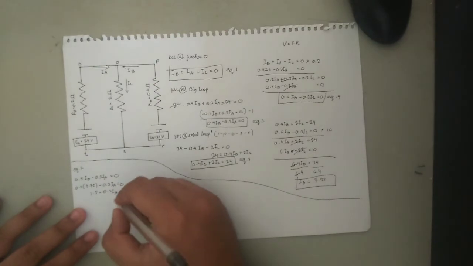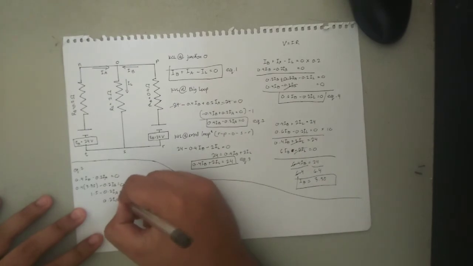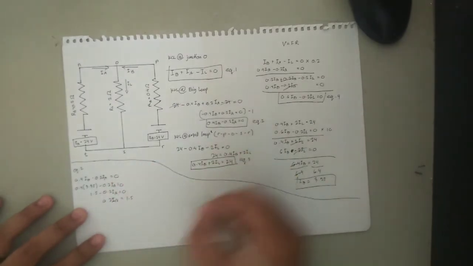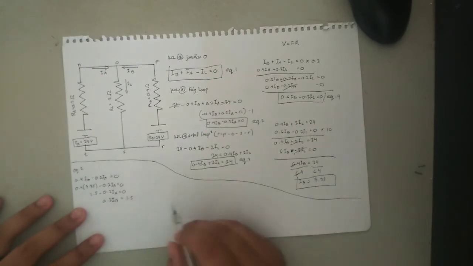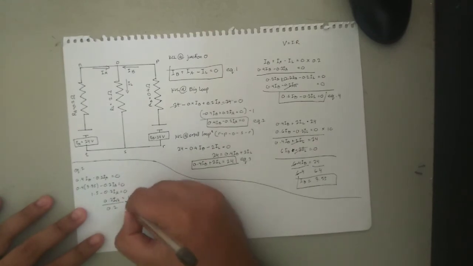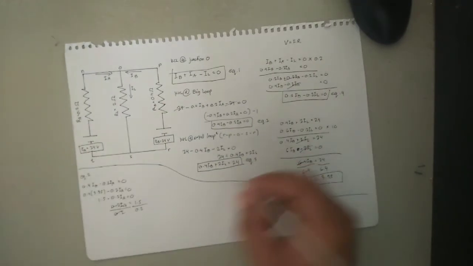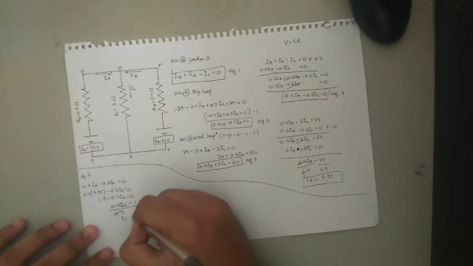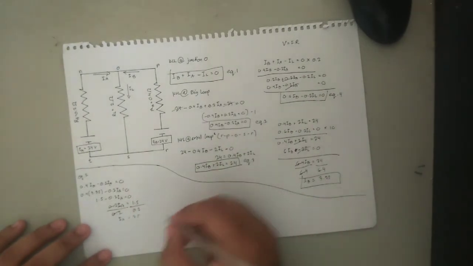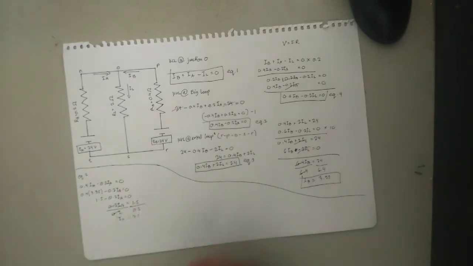Transpose this one. So that is going to be 0.2 IA is equals to 1.5. Okay, isolate IA. Yes. Divide both sides by 0.2. Okay, there we go. So 1.5 divided by 0.2, IA is going to be 7.5. Okay, so this is our IA. As I've said, that is our IA.